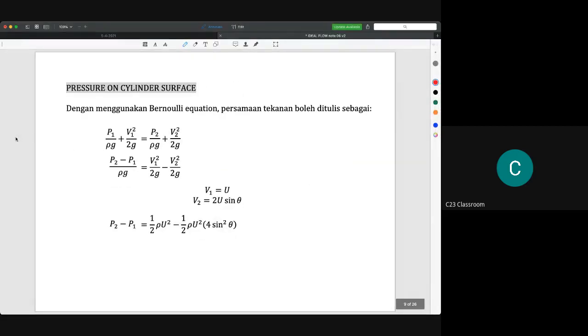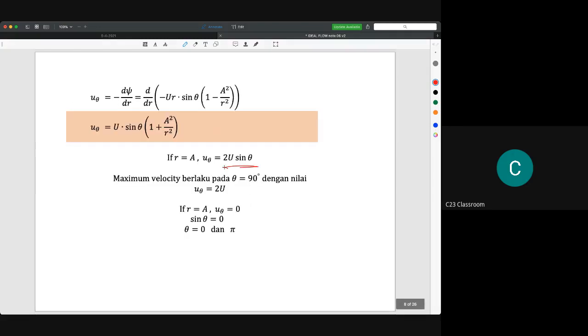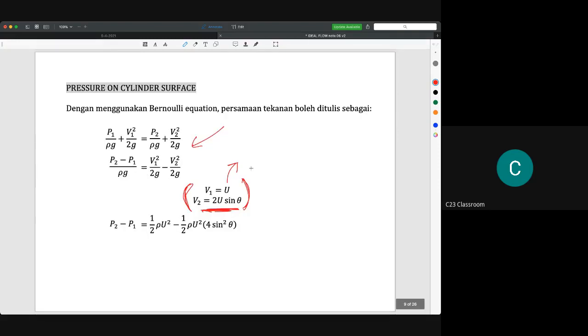So then we calculate the pressure on the cylinder surface. From the Bernoulli equation, we have this equation, and then we substitute with the value of this one. V1 is equal to U, where U here is the linear velocity, and V2 is equal to 2U sine theta. So this velocity actually came from this calculation. Point 1 you could assume is at this point, which is linear, so that's why we take V1 equal to U, and here is point number 2.